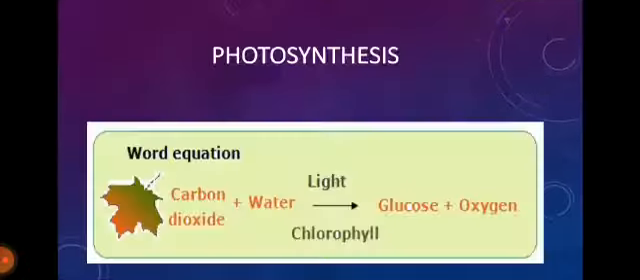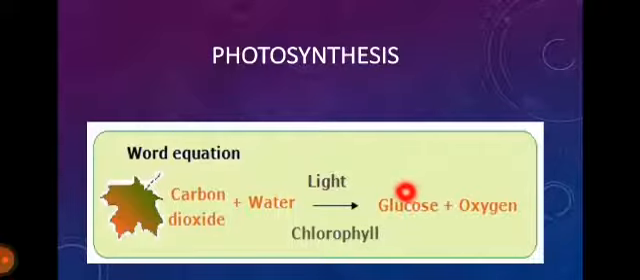So after that, what is photosynthesis? There is a word equation. You know that during the food making process in plants, carbon dioxide gas adds with water in the presence of sunlight and chlorophyll, and the products of this reaction are glucose and oxygen. This glucose is the food of the plant, and daily plants make their food in their leaves.